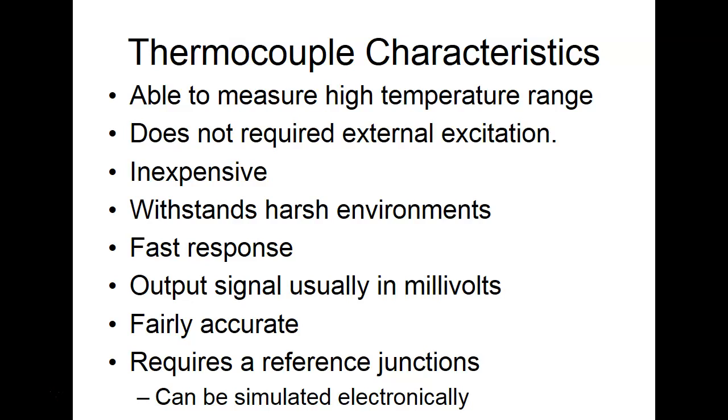Your oven has a thermocouple in it, and these things are pretty precise, right? You understand? And usually your refrigerator has a thermocouple in it, but it does what? It actually senses the temperature of your refrigerator. They have fast response, and the signal usually is in millivolts. These guys are fairly accurate. They're accurate enough to cook off of, and it requires that reference junction.